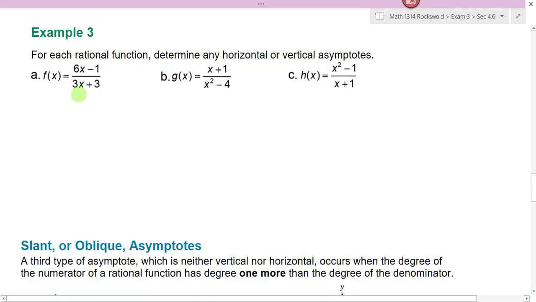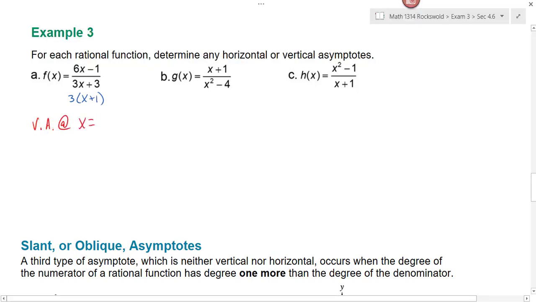Will this denominator factor? I can pull a 3 out and that leaves me x plus 1. I don't have any factor that'll cancel on top, so I do have a vertical asymptote here. Where is my vertical asymptote going to be? At x equals what? Negative 1. It's where the denominator is equal to 0. This denominator equals 0 when x is equal to negative 1.